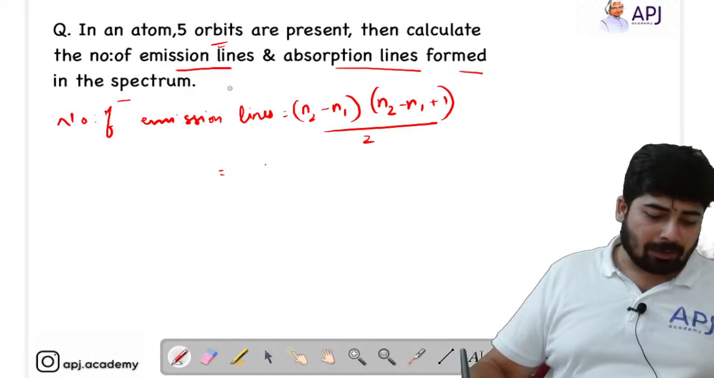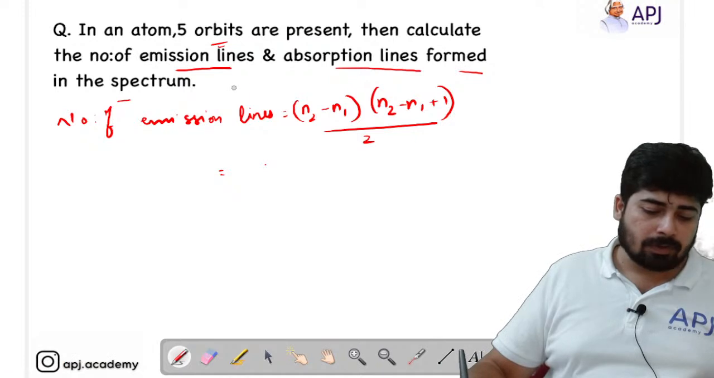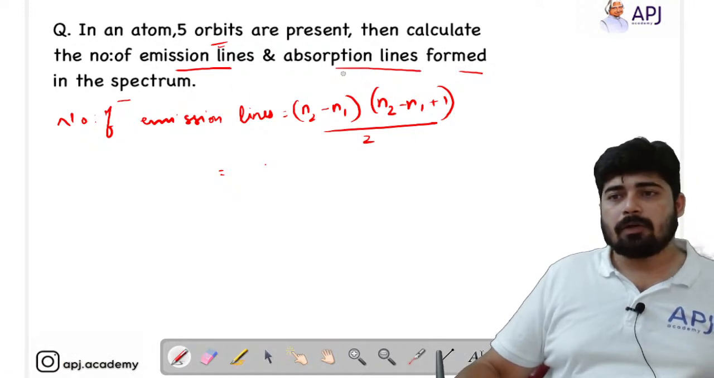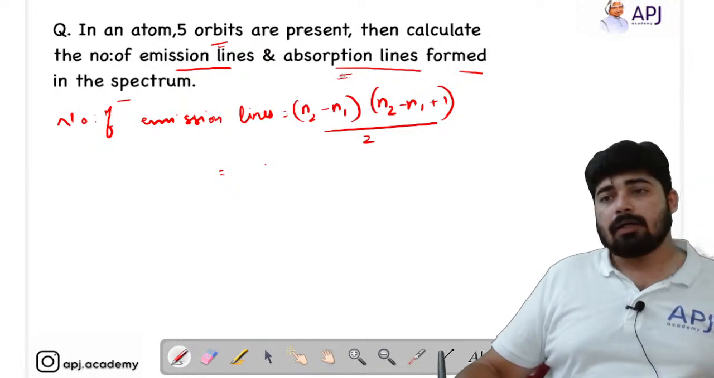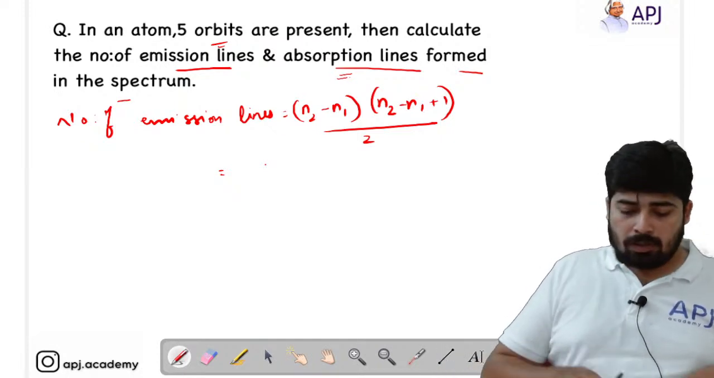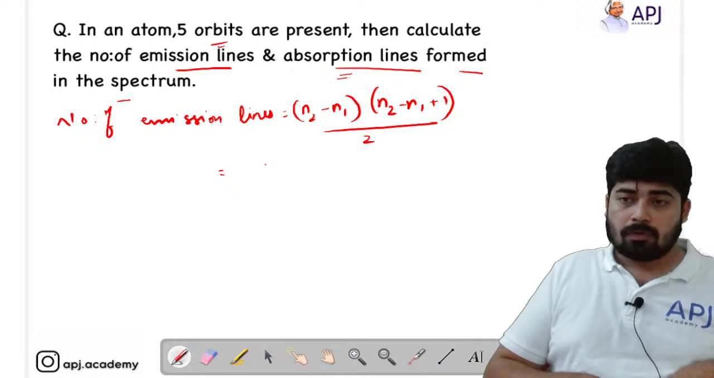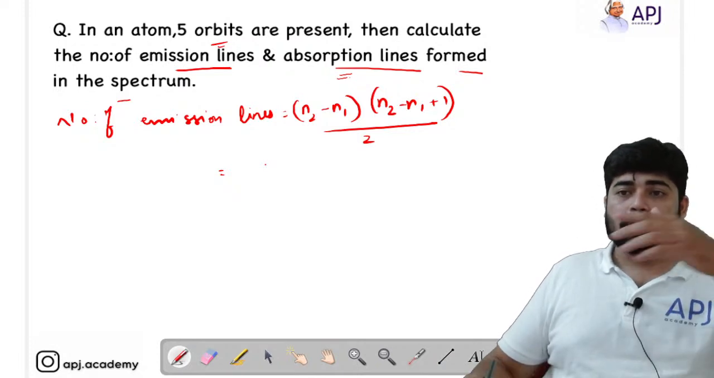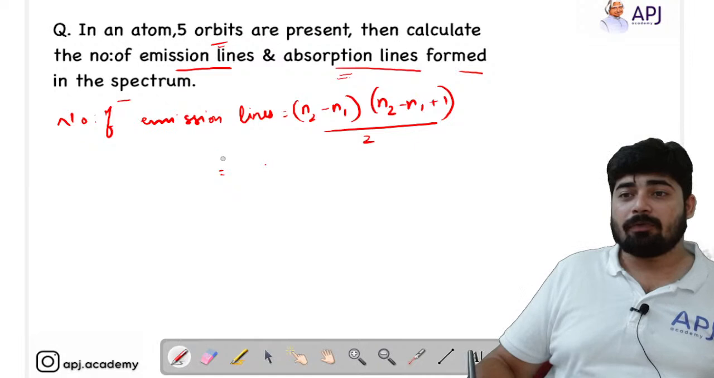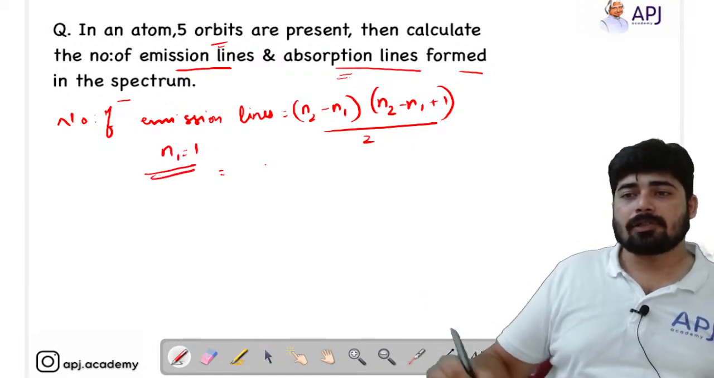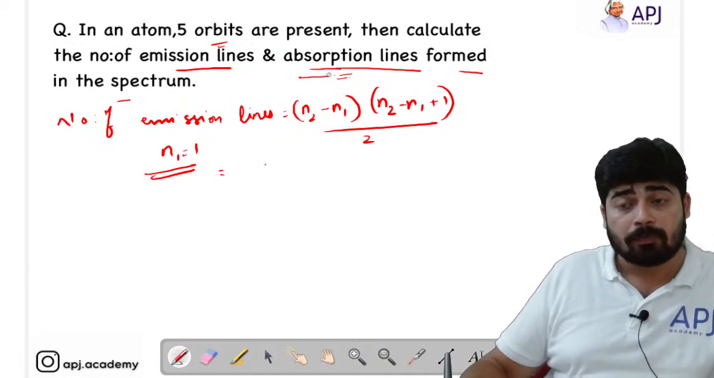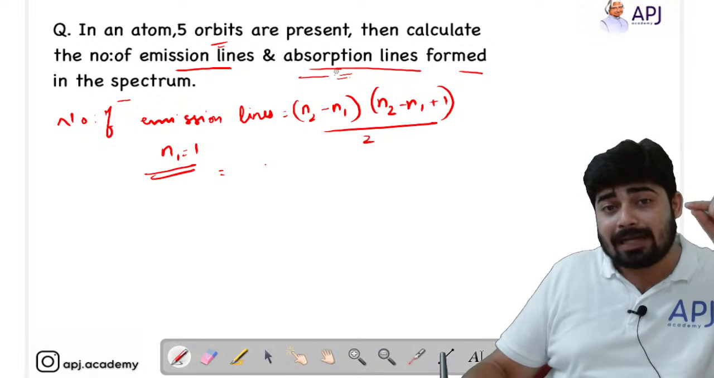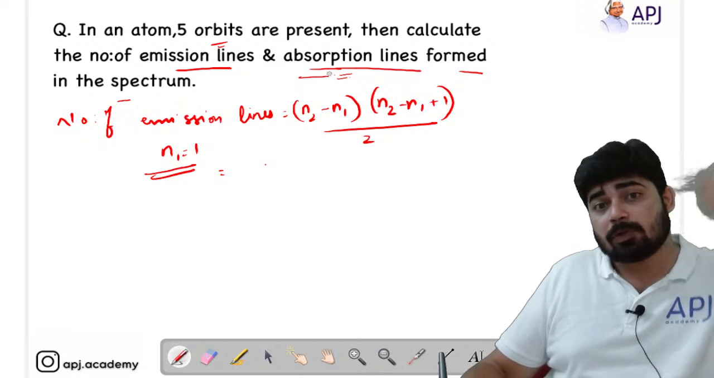So, you have to calculate the absorption spectrum. For understanding the absorption lines, we know that the electron should jump from the first shell. So, N1 will always be equal to 1. From that data, we can just take N1 equal to 1 because they are asking about absorption lines. In order to get absorption lines, the electron jumps from the first shell to a higher shell.